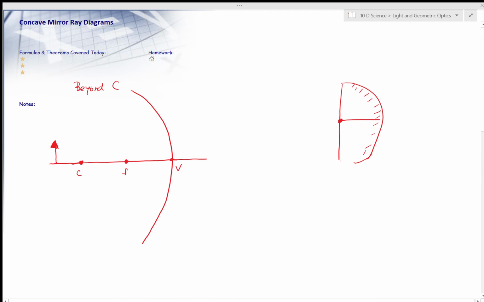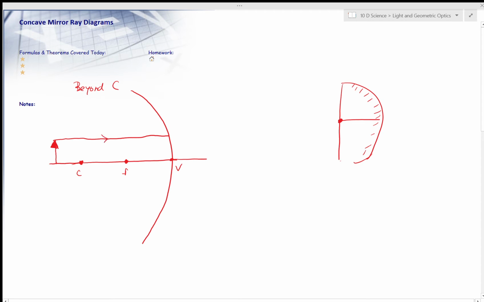Now, I want the arrow's bottom to be sitting on the principal axis and the tip of the arrow at any height. It doesn't really matter, but don't make it too big. When you are doing these ray diagrams, you're going to do the exact same light rays every single time, no matter what. So your first light ray is going to leave the tip of the arrow, and it's going to travel parallel to the principal axis until it hits the mirror. So we'll put a little arrow there because it's moved in that direction.